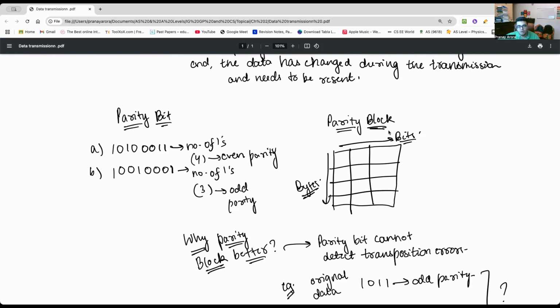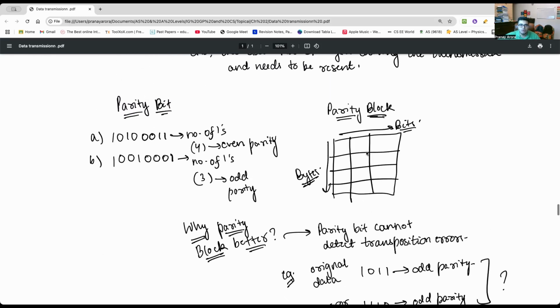We also have parity block. Now, why is parity block better than parity bit? Parity block is better because it checks errors row wise and column wise, bit wise and byte wise. So it will exactly tell you the spot, the exact box, where the error is.